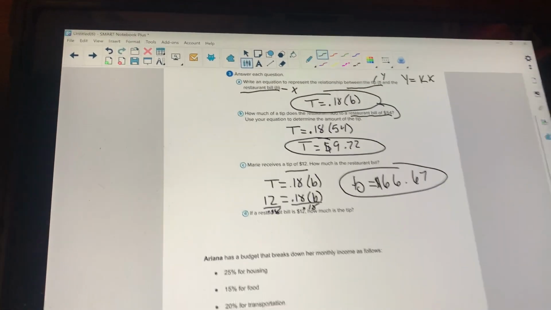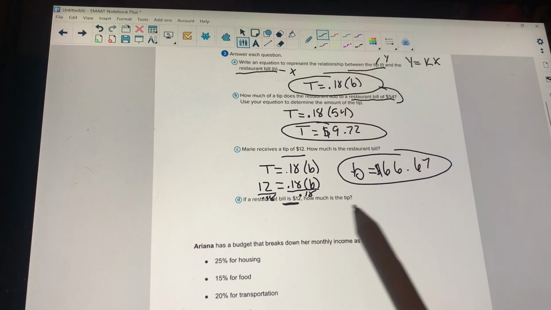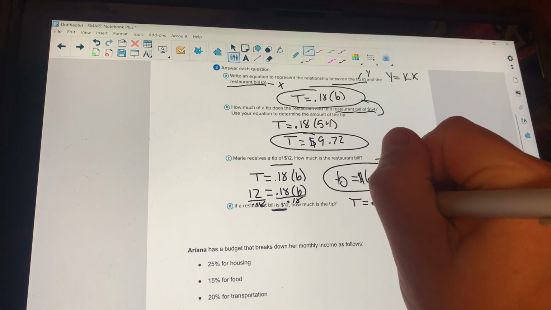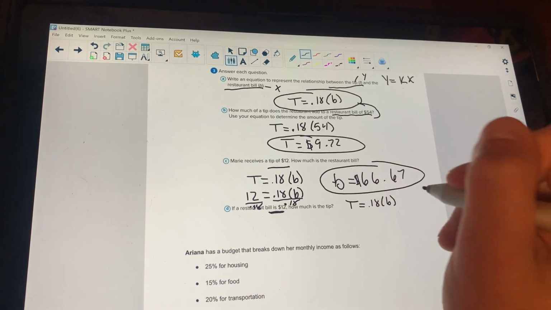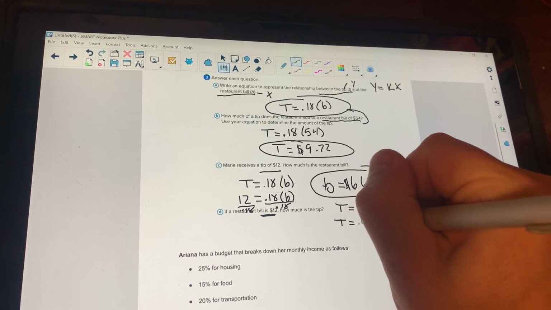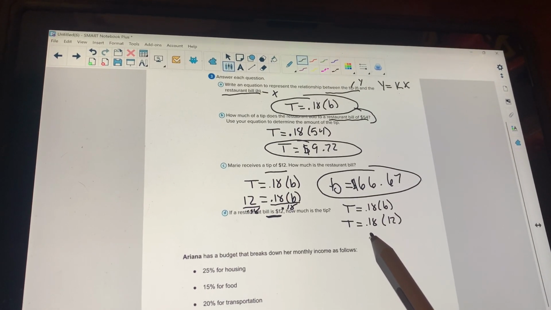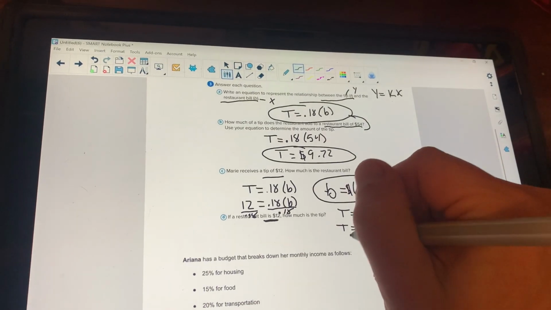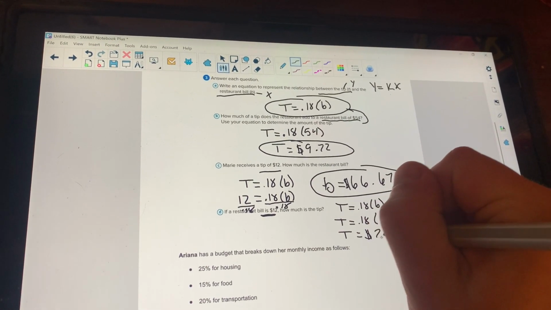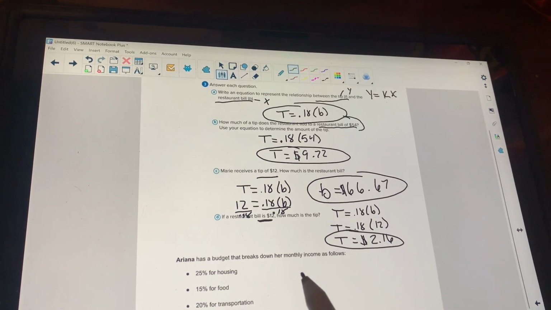Now, for the final question, it says if a restaurant bill is $12, so the bill is $12, how much is the tip? So again, my equation is T equals 0.18 times B. I know the bill this time, the bill is $12. I don't know the tip. Constant stays the same. So 0.18 times 12, my tip is going to be $2.16. That's where I got the $2.16 last time. So my tip for this one is $2.16.